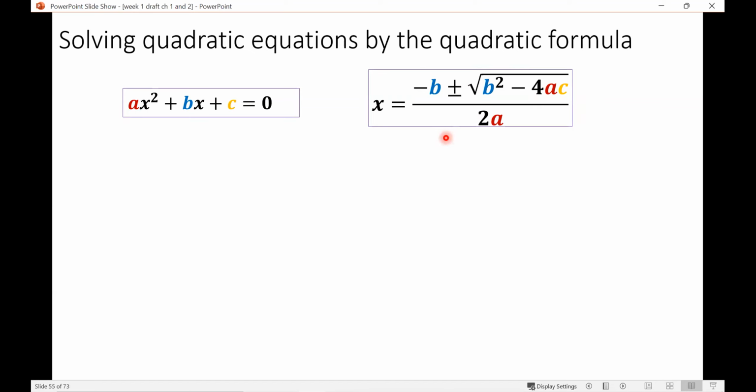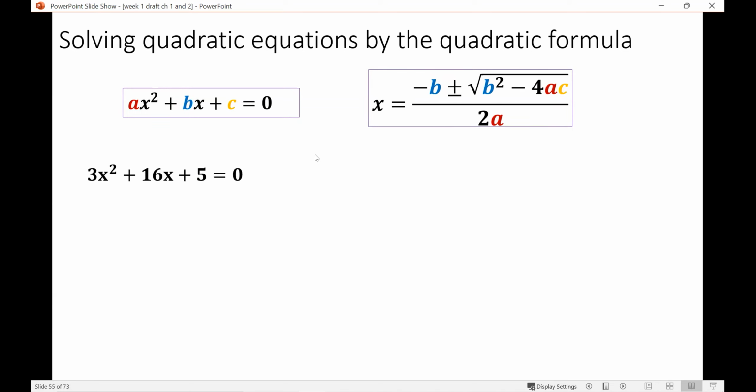You want to be really careful: there is a negative sign in the quadratic formula. If b is also negative, then you will have a negative and a negative, which will make that positive. So be very careful that you don't miss this negative sign as part of the formula in the event that there is a negative sign in front of your coefficient. Okay.